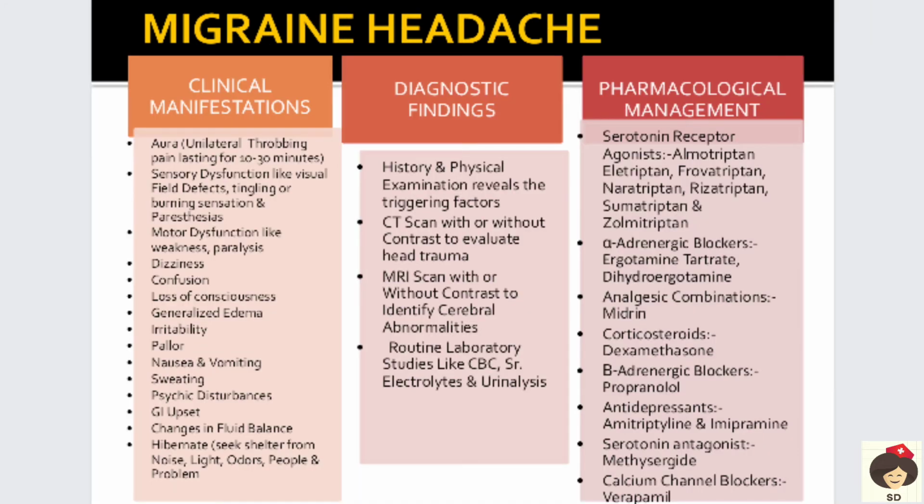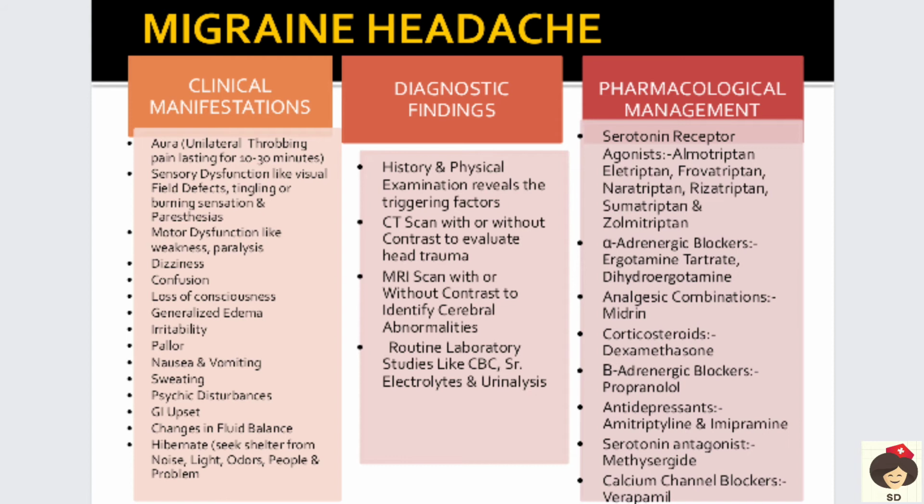And next, coming to migraine headache. So the clinical manifestation in migraine headache is aura. Aura is unilateral throbbing pain that will last for 10 to 30 minutes. Okay, so that is a period where you can see the pain lasting for 10 to 30 minutes, and the patient will have sensory dysfunction like visual defects, tingling or burning sensation and paresthesia. Okay, paresthesia is nothing but numbness in the body or in the legs. The person may feel the numbness. And then motor dysfunction will be there, so that is weakness of the body, and paralysis. So paralysis is loss of function of any extremities.